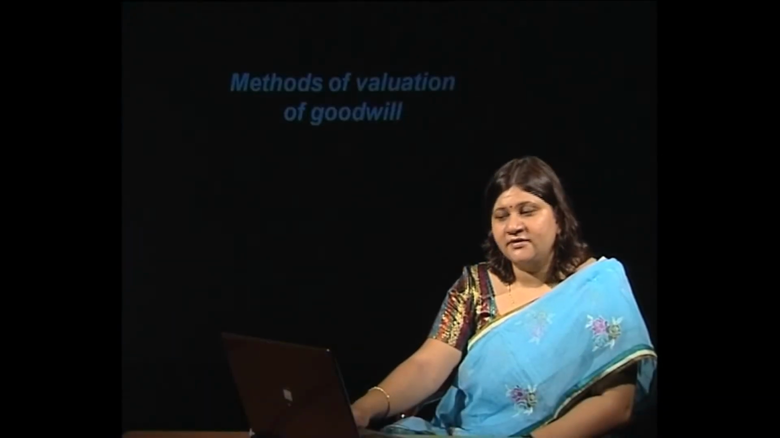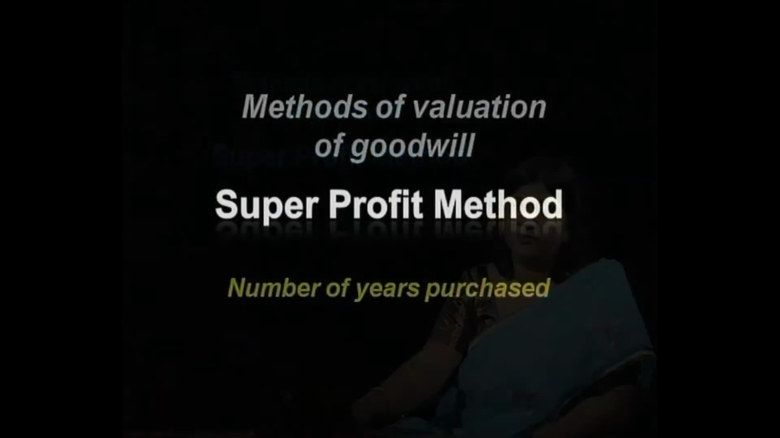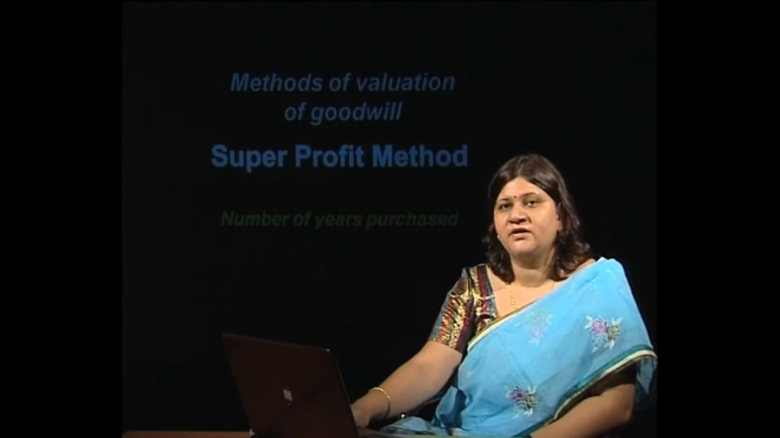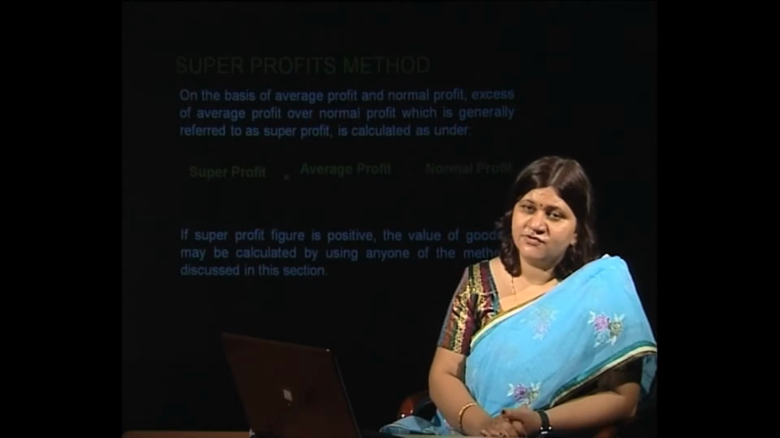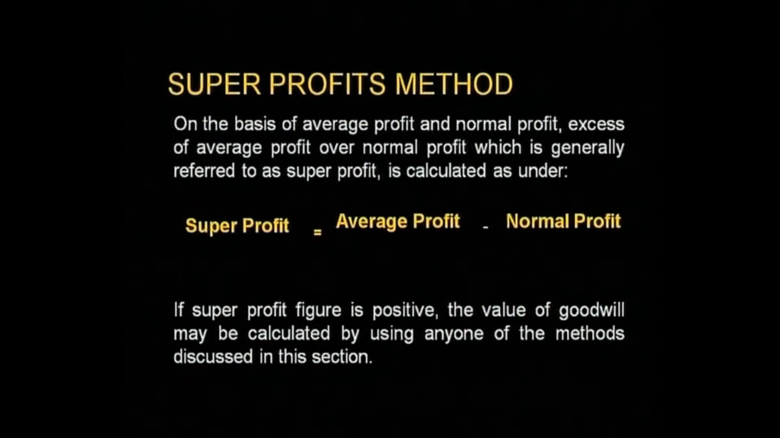So, under methods of valuation of goodwill, our first topic of discussion is the super profit method, and under the super profit method, the first method to be applied is number of years purchased. First of all, let us understand the super profit method. On the basis of average profits and normal profits, the excess of the average profit over normal profit, generally referred to as super profit, is calculated as under. That is, super profit is equal to average profit minus normal profit.